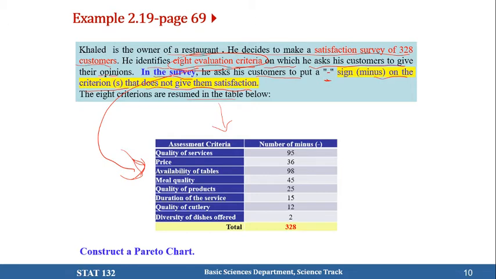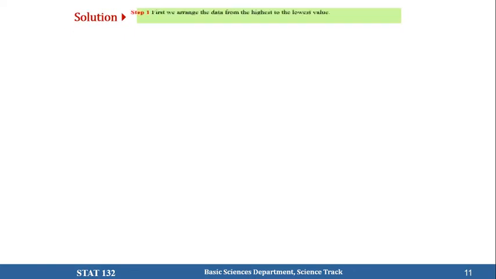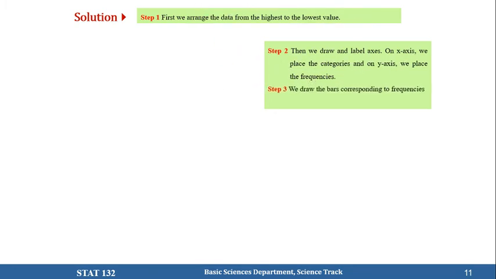Anyway, our goal is to do a Pareto chart. As you see the frequencies here, they are not descending. So first you have to put them in descending order, from highest to lowest, arranging the data by using the frequencies, and then you do the vertical bar chart.